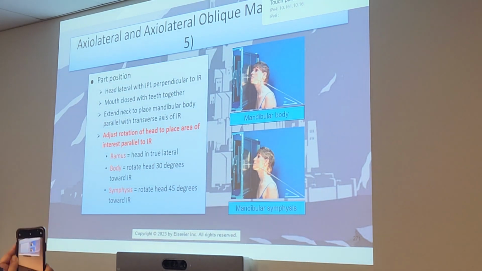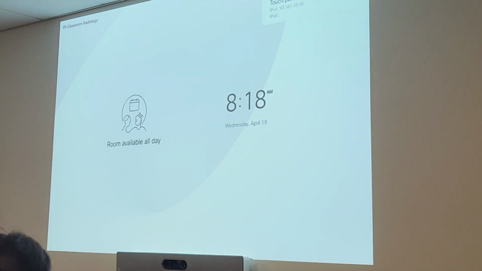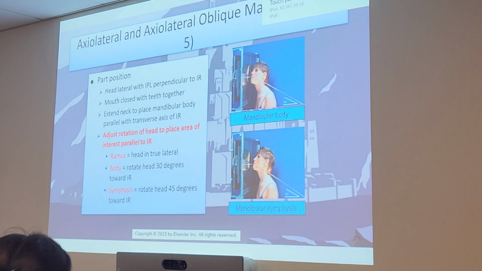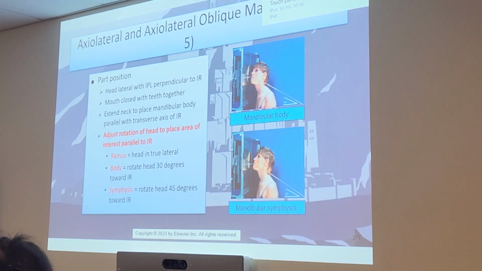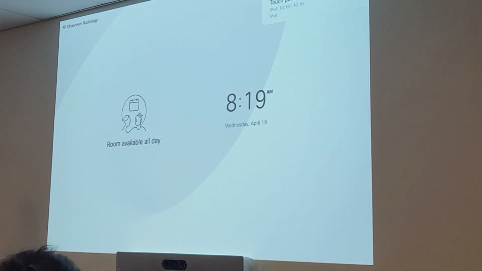Head will be lateral. No matter what we do for these 3 methods, the head will always be considered lateral. Mouth will always be closed with teeth together. We're going to extend the neck to place the body parallel with the transverse axis of the IR.